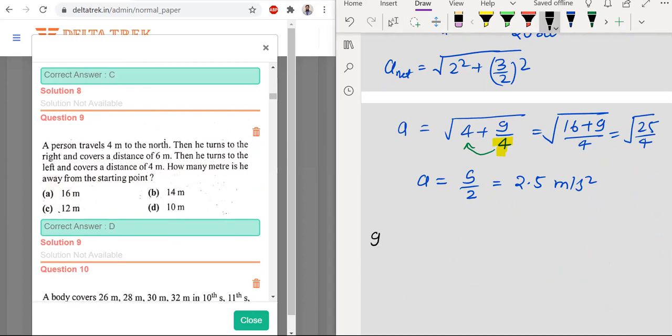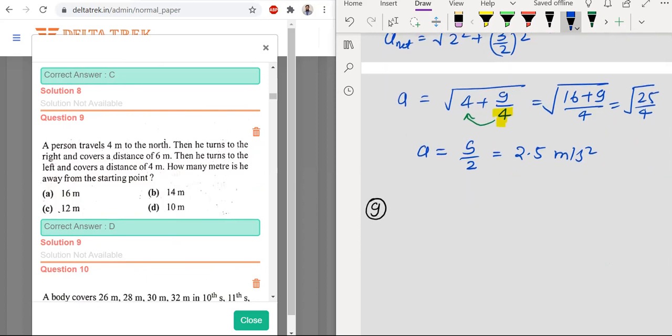Let's see 9. A person travels 4 meter to the north. Then he turns to the right. So right for the person going north will be right in the direction I showed. It is 6 meter. Then again left. So for the person going east, the left is in this direction. So it is 4 meter.